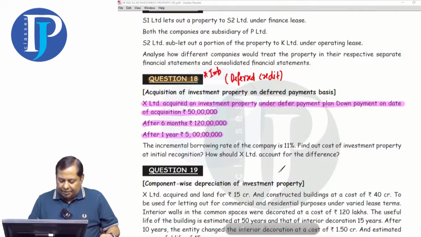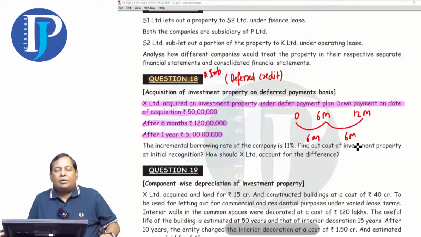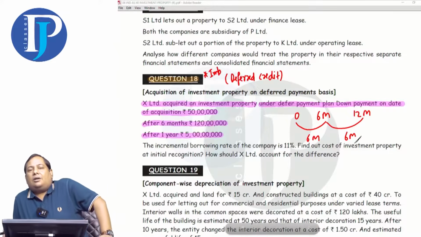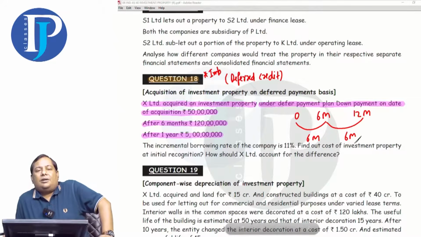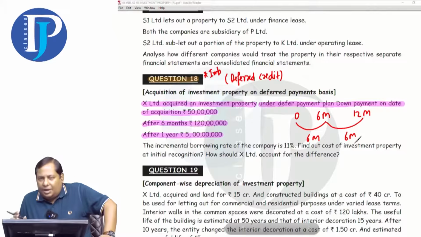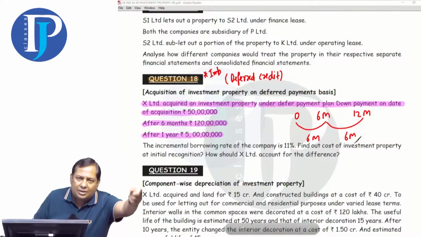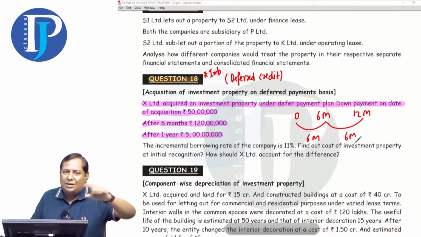And if you look carefully, 0, 6 months, 12 months, this means that your payments have a 6-month gap between them. All payments are designed at a difference of 6 months. The interval time is basically 6 months. You didn't understand. The payment is not going after 1 year. The payment is going after 6 months.